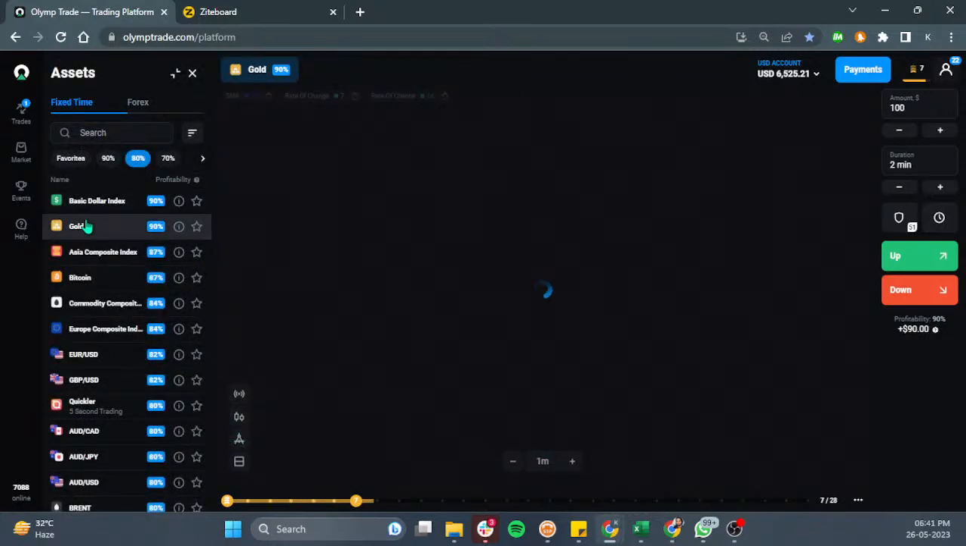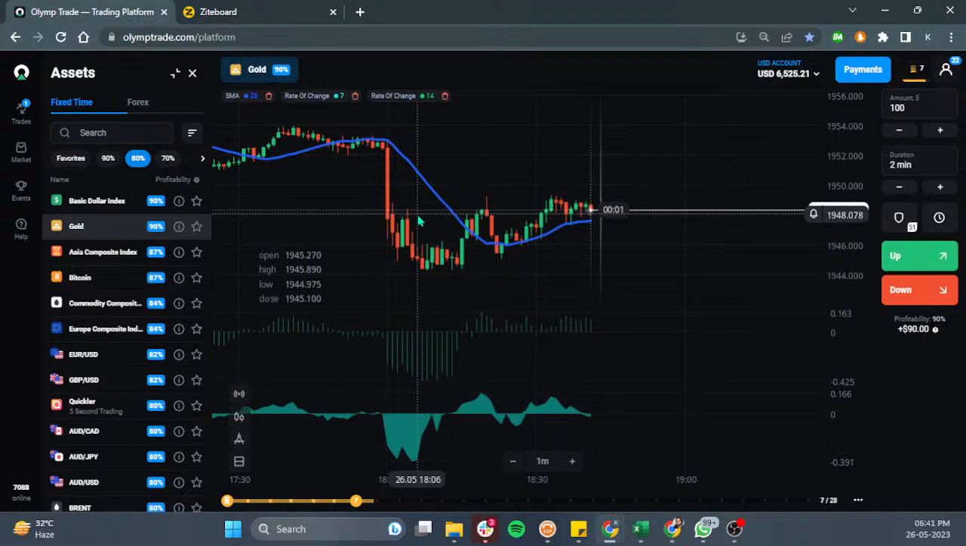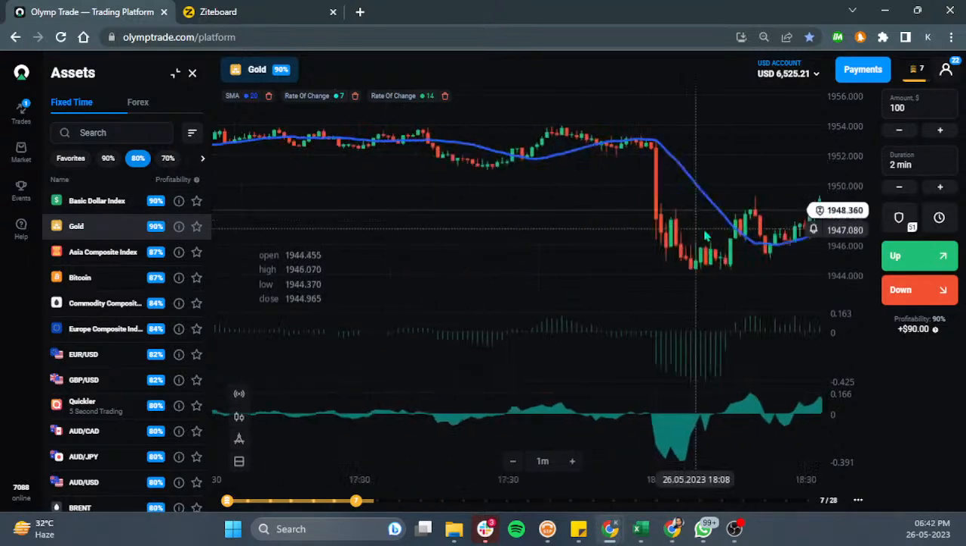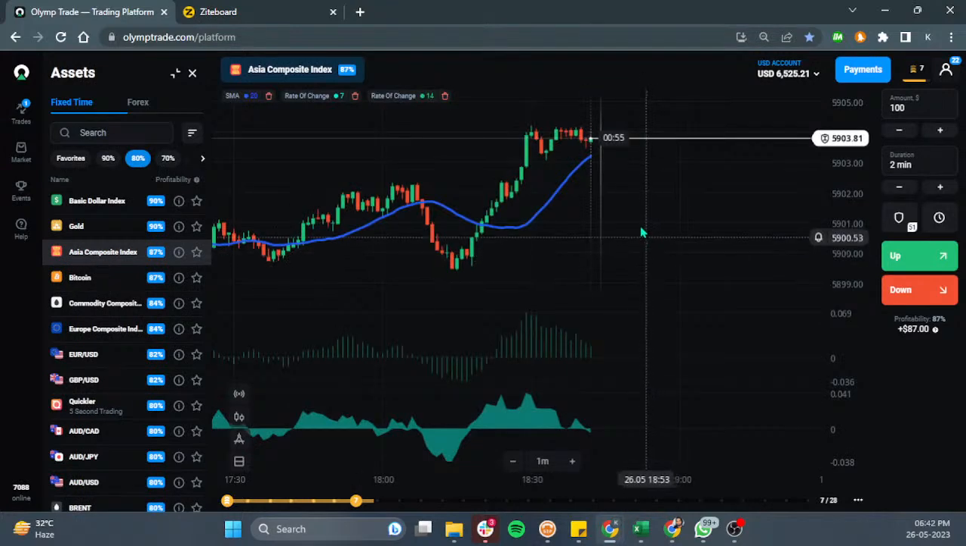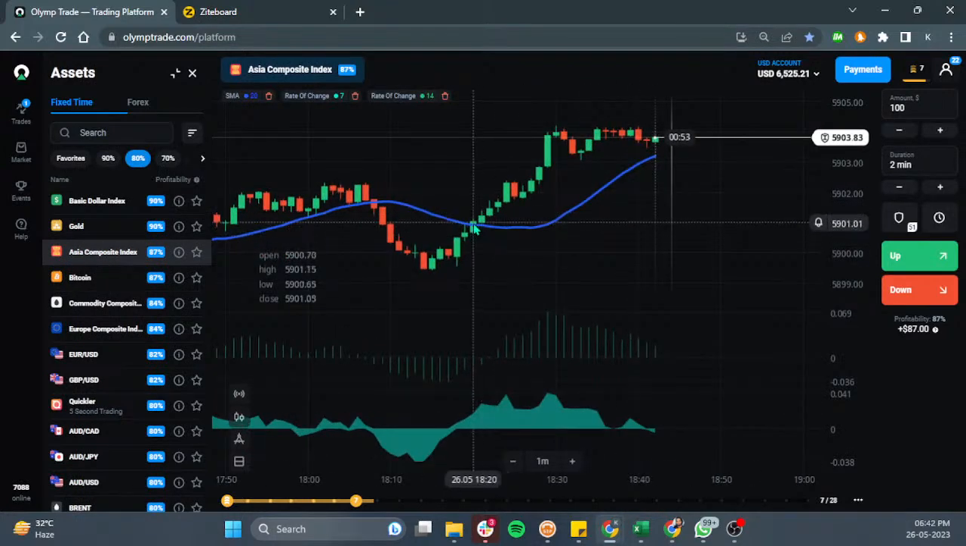In case it's still not clear to you, let me clarify with some other examples. Let's just presume that we are somewhere. Oh, that's not a good example. Yeah, let's presume we are here. So now you see SMA 20 is crossing the candle over here. It means the candle is following the uptrend. So we can open an up trade.